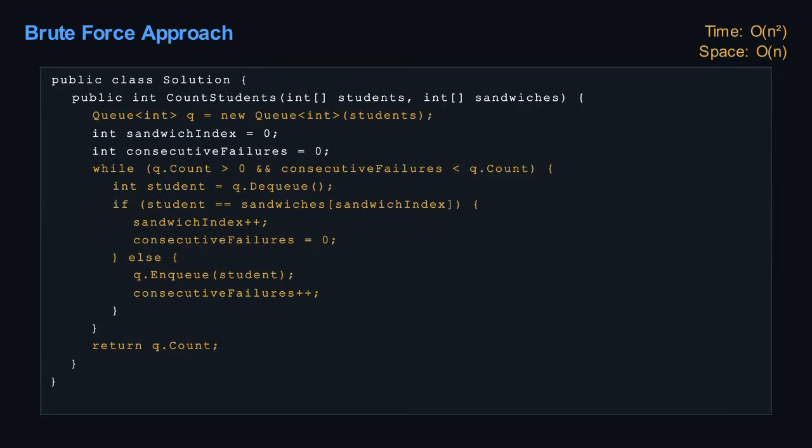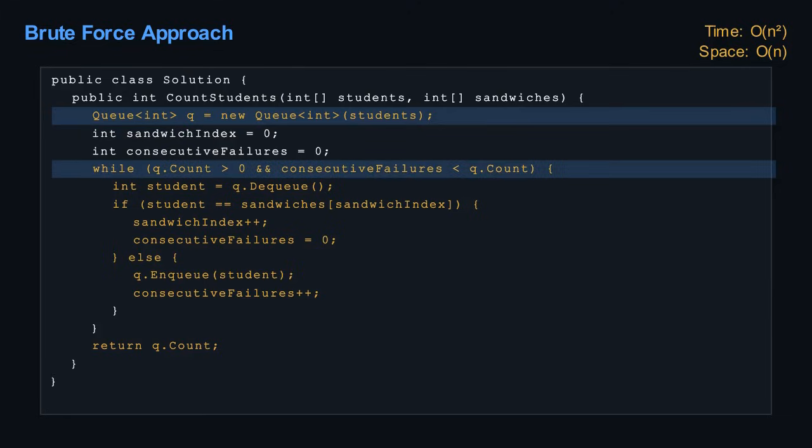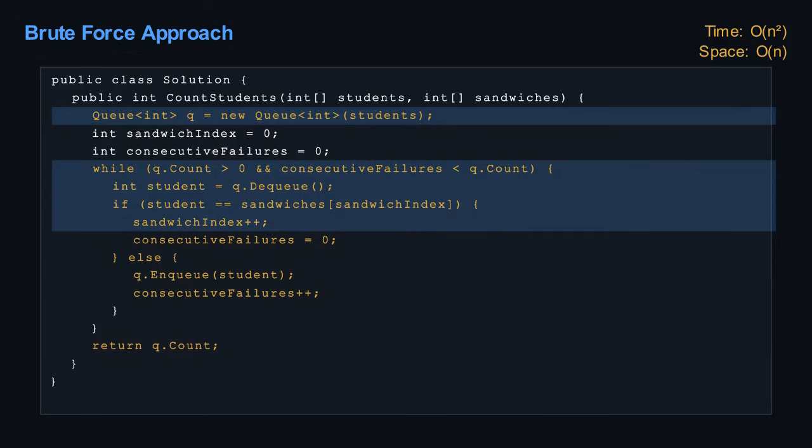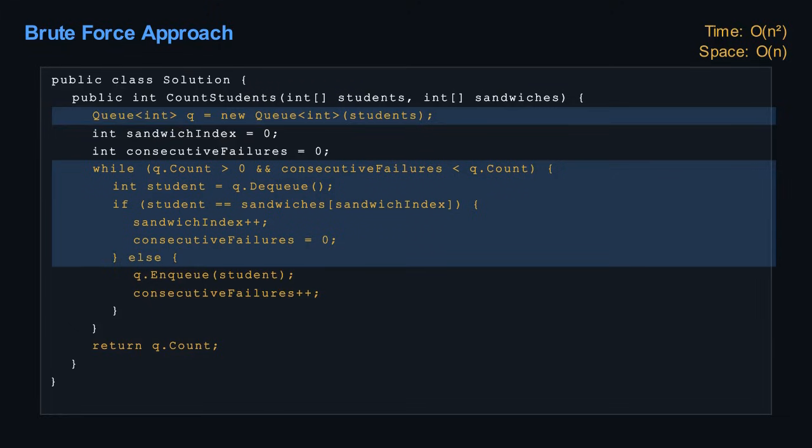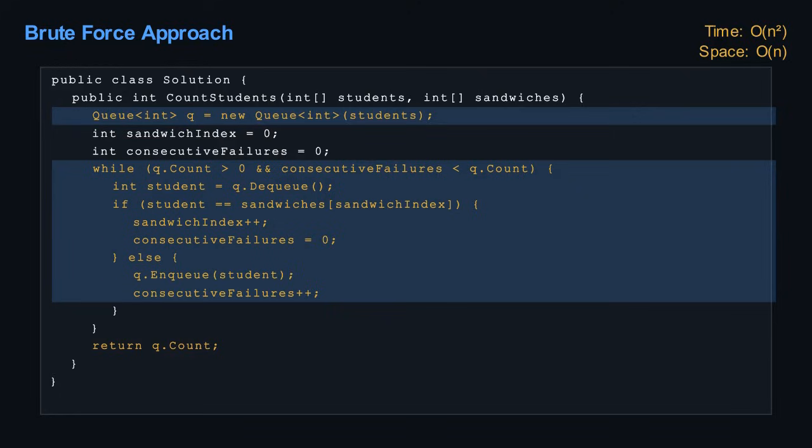A straightforward approach uses a queue for students and an index for sandwiches. We repeatedly dequeue a student. If their preference matches the current sandwich, they eat, and we advance the sandwich index. If not, they're re-queued. We need a way to stop, so we track consecutive failures. If the number of consecutive failures equals the remaining students, no one can eat. This approach, while functional, might re-queue students many times, leading to a worst-case time complexity of O(n²), because each student could cycle through the queue multiple times. Space complexity is O(n) for the queue.